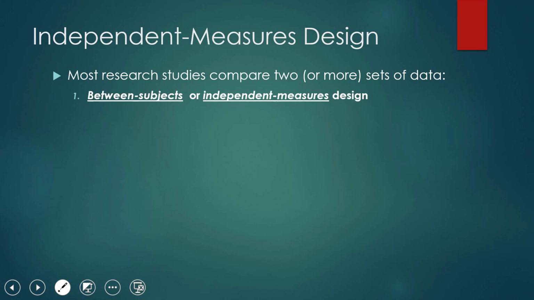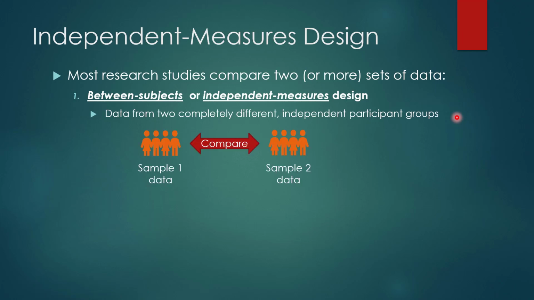A between subjects or independent subjects design, which is the one I'm most familiar with and the one that most of my research looked like, is when you have data from two completely independent participant groups. You have a sample from one group of participants, sample 1 data, and data from another group of participants, sample 2 data, and you compare the two sets of data. You're assuming this sample data applies to one population, and this sample data would generalize to another population. And so you're comparing those sample means.